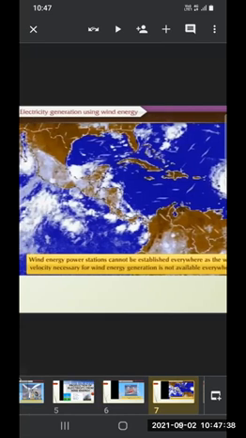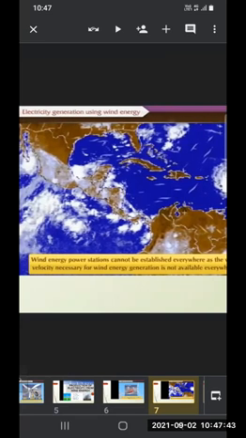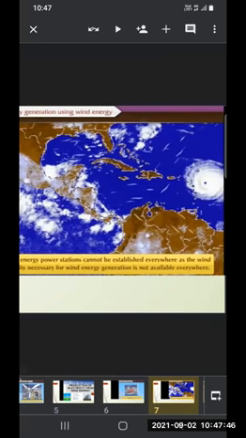Wind energy power stations cannot be established everywhere, as the wind velocity necessary for wind energy generation is not available everywhere. Everywhere we cannot establish wind energy power stations because the wind is not the same everywhere. So we have to study where we will get more wind, and according to that the blades rotate, the velocity should be high, and then electricity is generated.